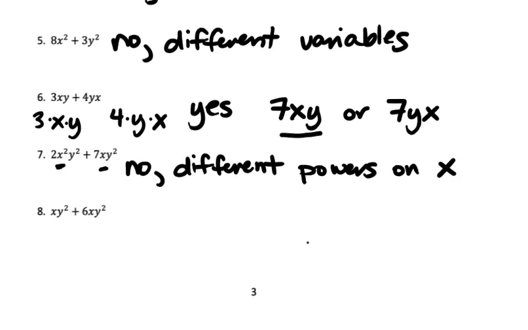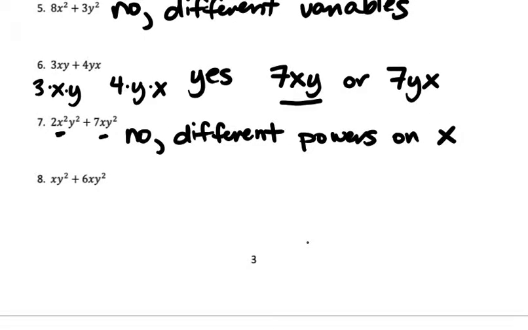And lastly, number 8, xy squared plus 6xy squared. They both have x and they both have y squared, so they are like terms. When we're adding these together, what we have to do is put an invisible 1 in front of the xy squared term. 1 times anything is itself, so if there's a 1 in front, then we usually don't write it. But we need that 1 in order to add them together. So we would add the numbers in front. That would be 6 plus 1, and that would give us 7. So 7xy squared.